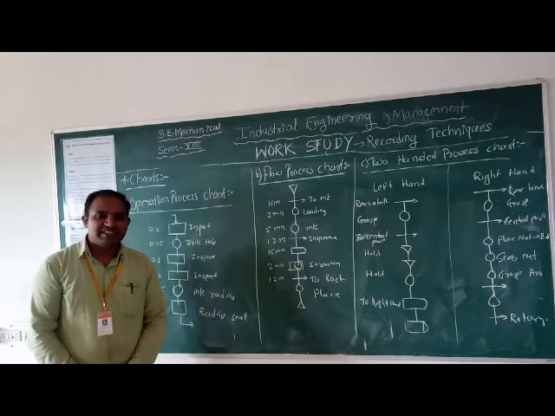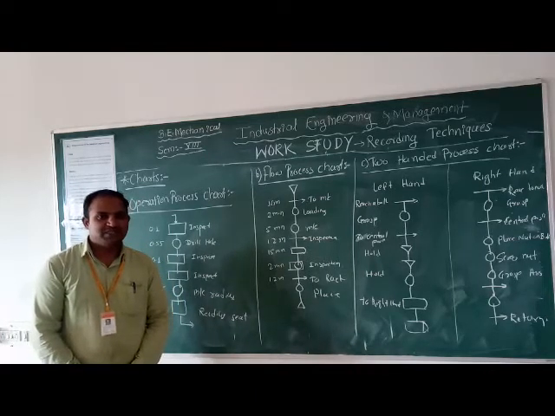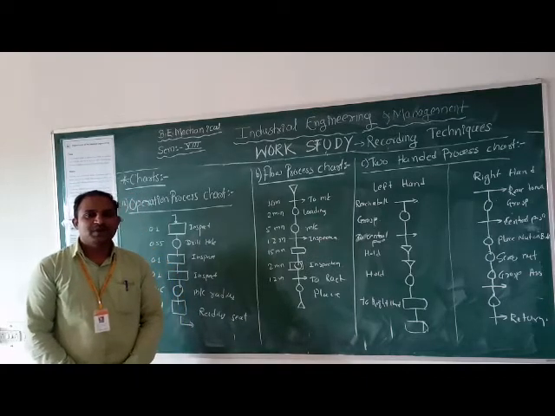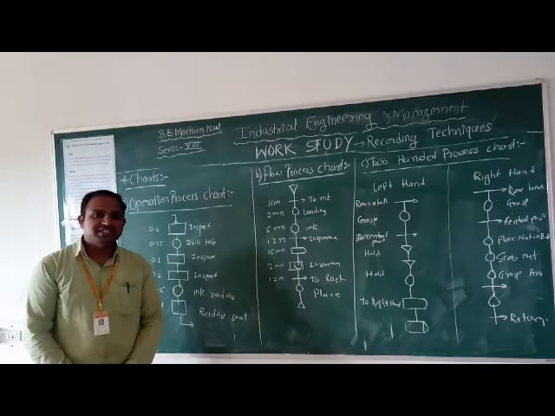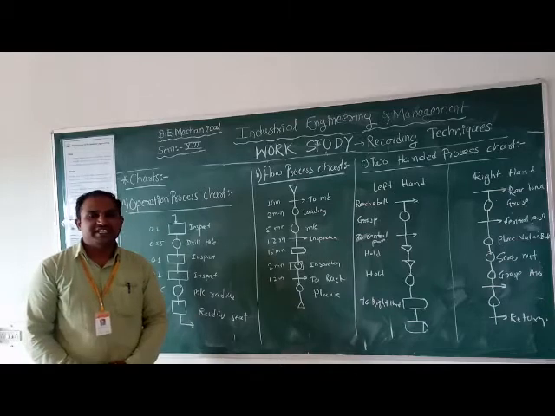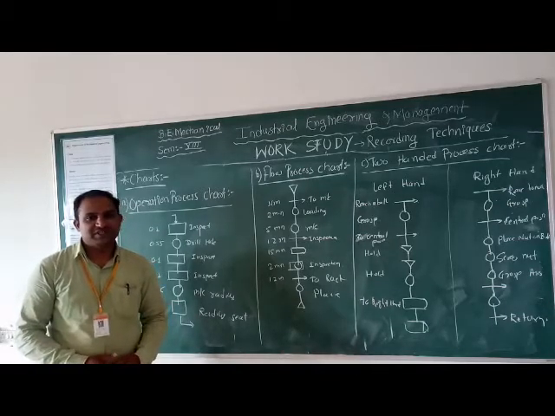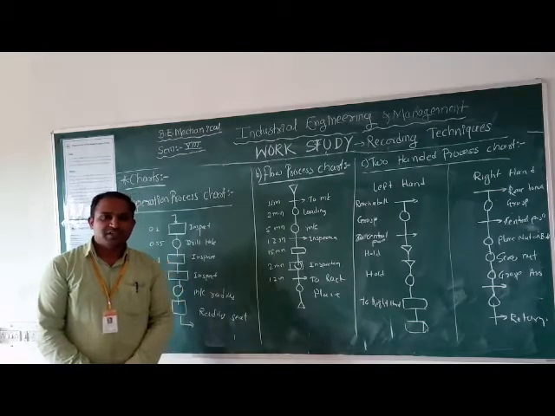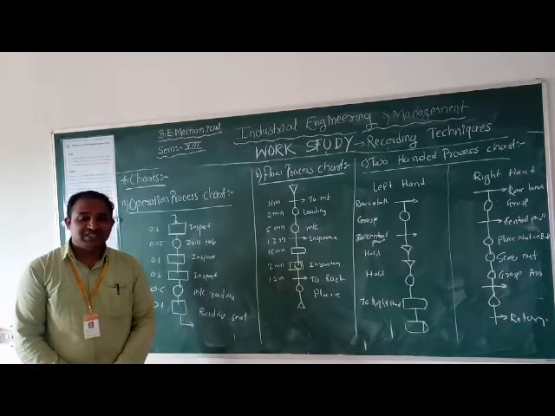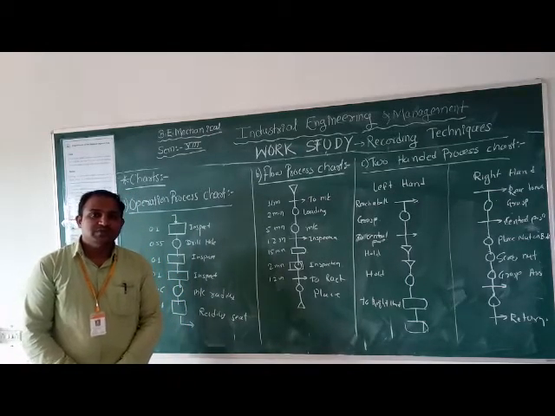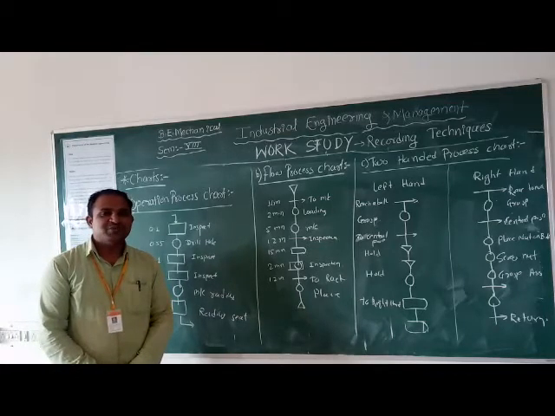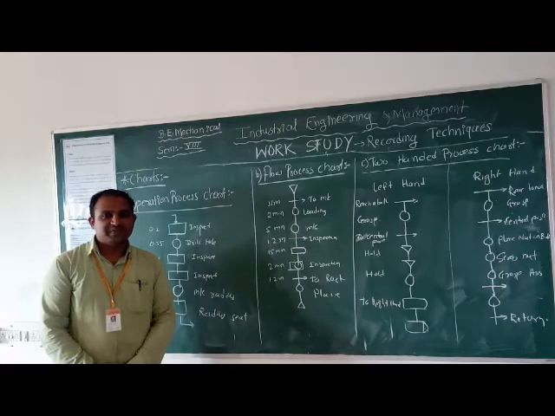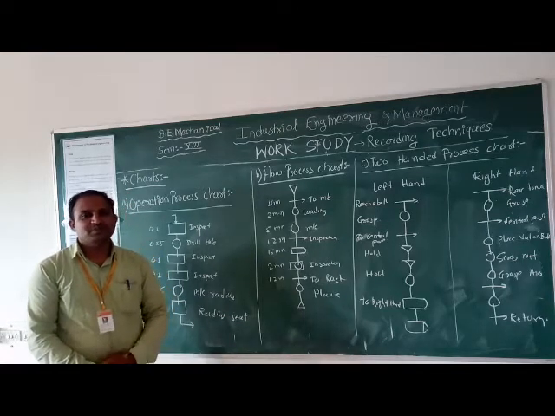So it can be presented by various symbols. The first is the operation symbol: when there is any change in a component or a major change in activities, it is an operation symbol. Then the storage symbol is used to store the material. Then inspection: when comparing the finished component with the standard component, it is indicated by the inspection symbol.